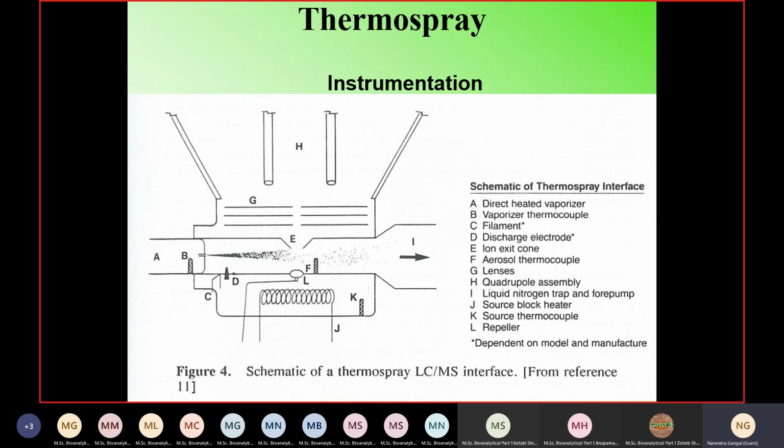to efficiently form the ions. So the interface works as an interface for LC to the MS, as well as it generates the ions. The ions which are free from solvent molecules are then taken to the mass analyzer. Is this clear?